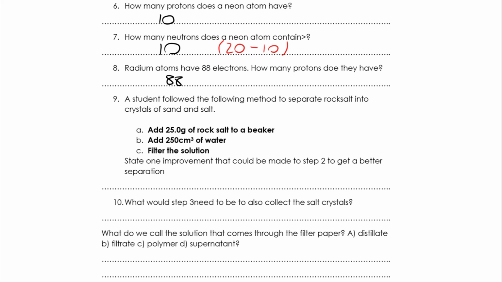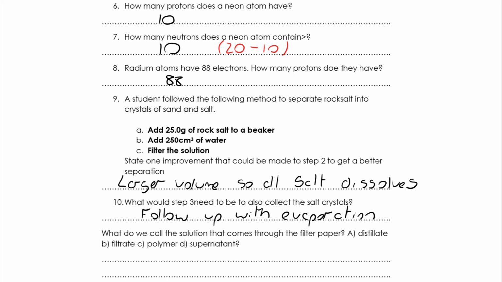For number 9, what could we do here? Well, we could dissolve in a larger volume of solution. And the reason for that is you are making sure that all of the salt has dissolved. Now, the next question asks what we would need to do to also collect the salt crystals. Actually, you would still need to filter so that we could keep the sand separate, but we would then evaporate the solution so we were left with the salt crystals. And the final question here, there are words that you might or might not be familiar with, but you hopefully know that what goes through the filter paper is the filtrate.